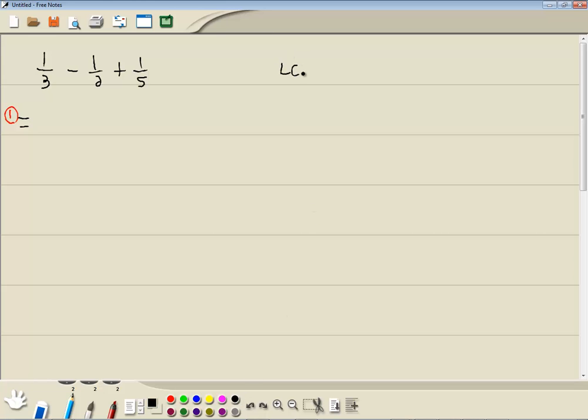Now these are all primes, so it's not too bad, but let me go ahead and go through the steps anyway, just to show you it works for every one of them. We want to find the LCM of 3, 2, and 5. So first thing we're going to do is write the prime factorization of each denominator, of each number. Well, 3 is prime, so that's just 3. 2 is prime, so that's just 2. 5 is prime, so that's just 5.